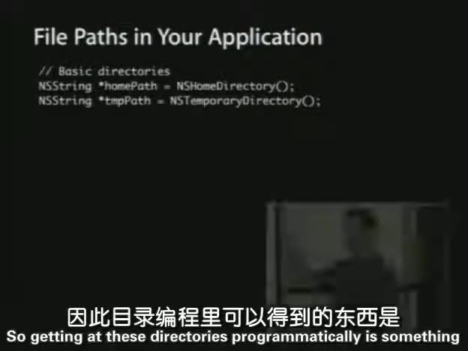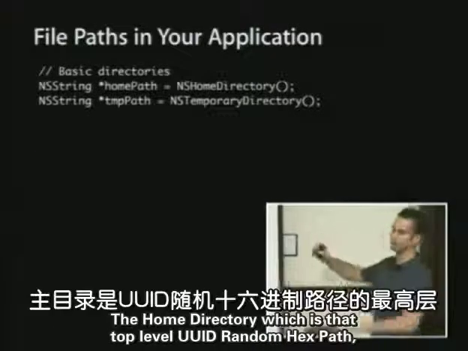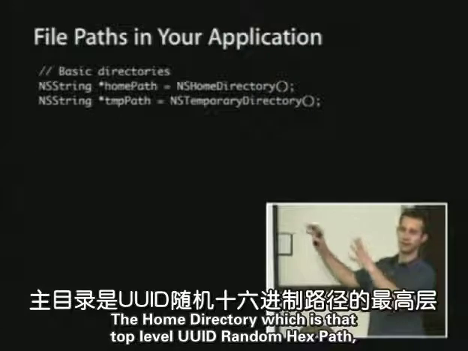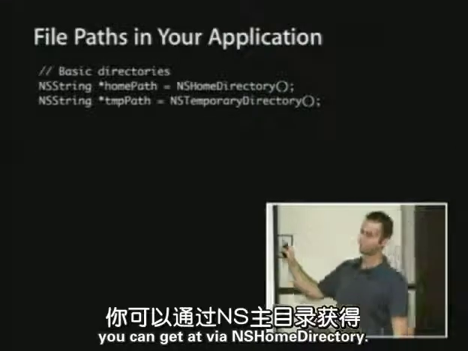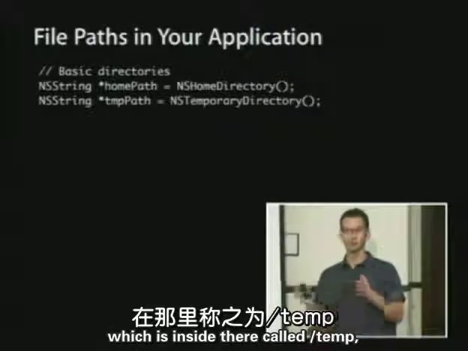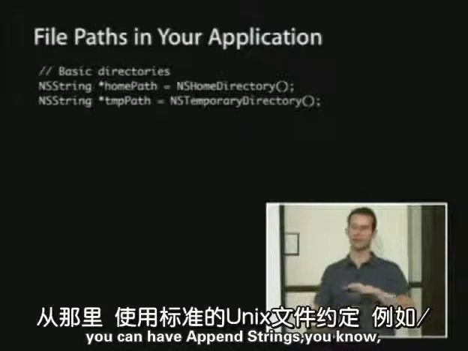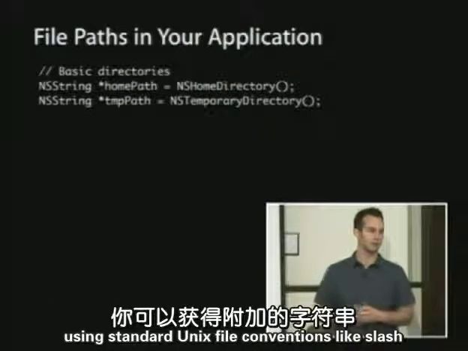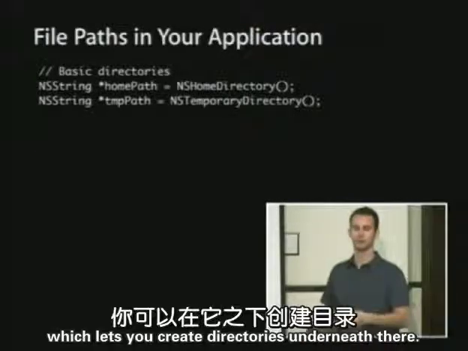So getting at these directories programmatically is something you need to know how to do. The home directory, which is that top-level UUID random hex path, you can get at via NSHomeDirectory. And the temp directory, where you can just write temporary files, which is inside there called /tmp, you can access via NSTemporaryDirectory. And from there, you can append strings, using standard Unix file conventions like / and then some more paths. And NSFileManager lets you create directories underneath there.